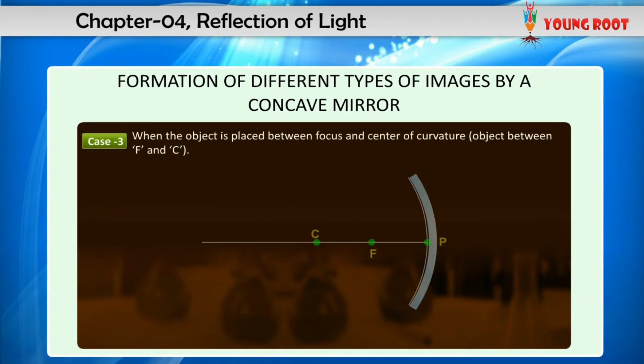Case 3. When the object is placed between focus and center of curvature, object between F and C. The object AB has been placed between the focus F and center of curvature C of a concave mirror. Now a ray of light AD parallel to the principal axis gets reflected at point D and then passes through the focus F. A second ray of light AE passing through the center of curvature C falls normally on the mirror surface at E and returns along the same path.